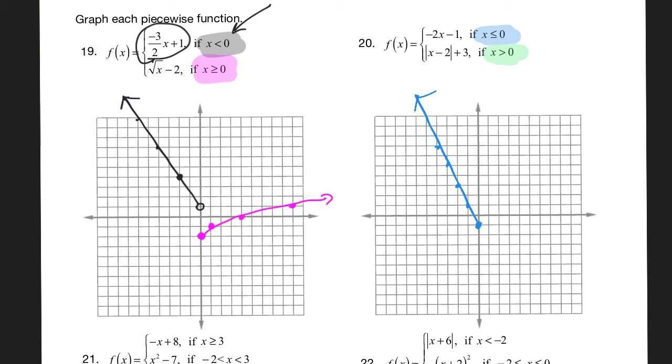Right? And then let me switch colors. For the green one, the vertex of that absolute value graph is going to be at 2, 3. It's an upward facing V. Okay, that part's pretty easy. And this one has to be open, very clearly open because of that inequality. X is not actually allowed to equal 0. It gets really close, but not exactly. All right, let me scoot up.